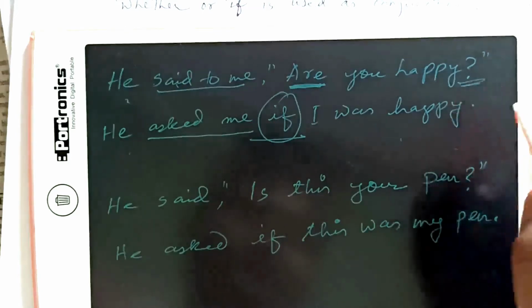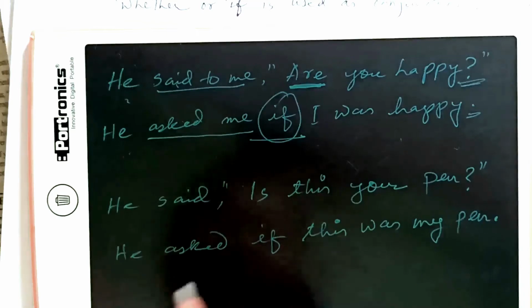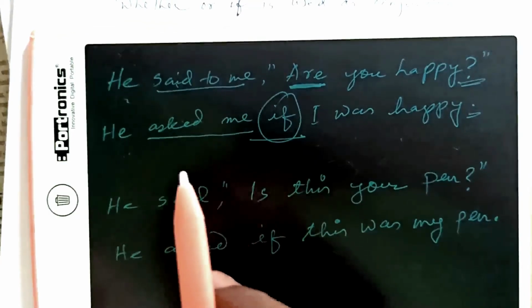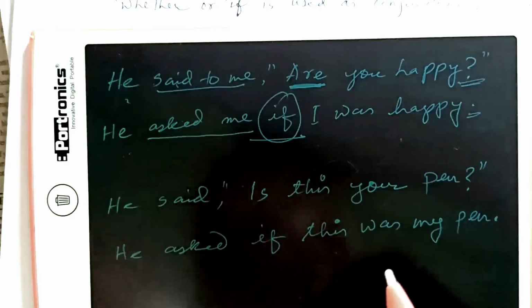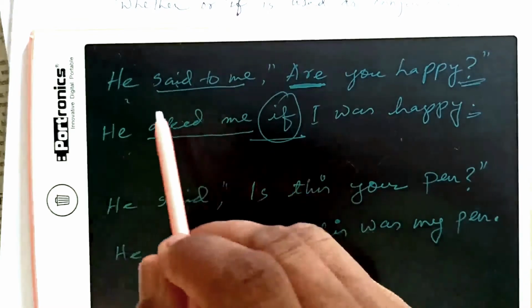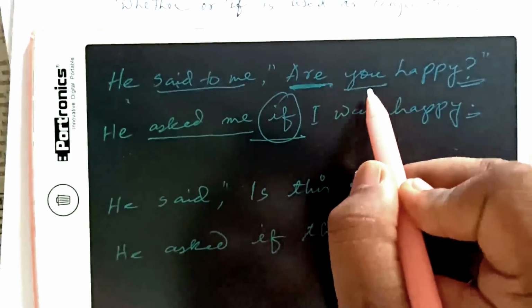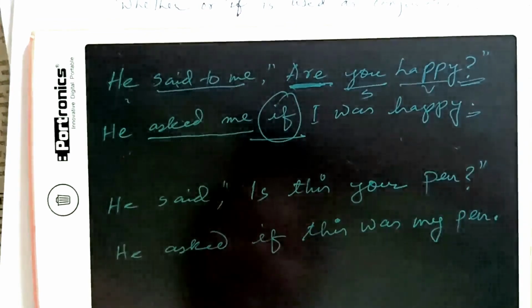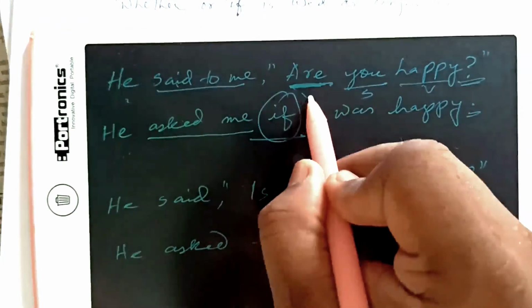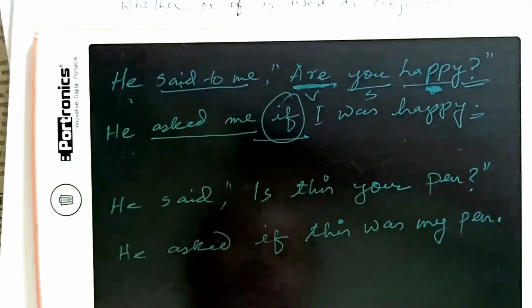From question mark to full stop, there will not be any question mark remaining after we have changed the sentence from direct to indirect speech. So this much you remember. Now, he said to me, "Are you happy?" Auxiliary verb, and then comes our subject, and then our verb. Here our verb is not "are", this is our adjective.